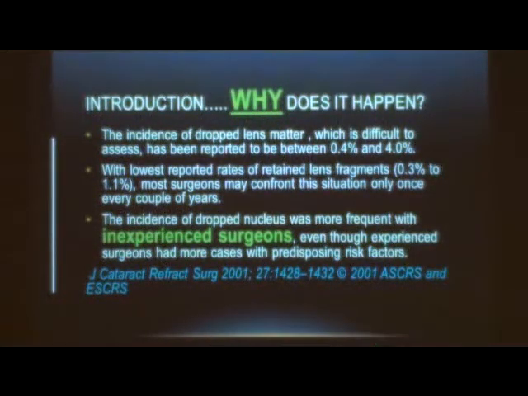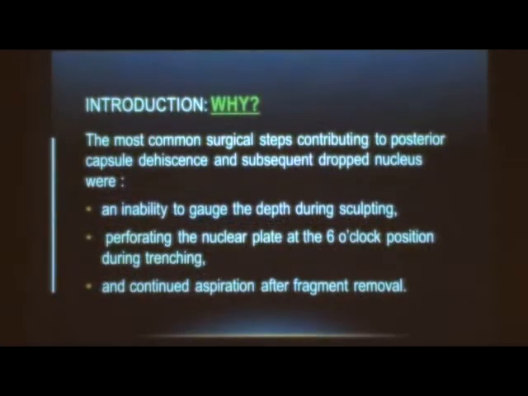The incidence of dropped lens matter, which is difficult really to assess, has been reported to be between 0.4 to 4%, with the lowest reported rates of retained lens fragments. Most surgeons may confront this situation only once every couple of years. However, the incidence of dropped nucleus was more frequent with inexperienced surgeons. So inexperience, I think, is the most important risk factor for a dropped lens matter, even though experienced surgeons had more cases with predisposing risk factors. And this was a study that was published in the Cataract and Refractive Surgery journal.